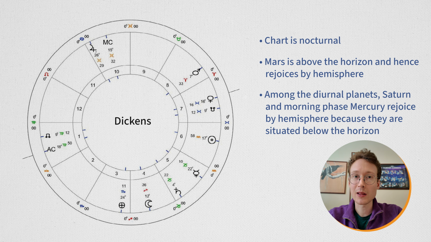Of the diurnal planets, Saturn and morning phase Mercury are in the lower hemisphere along with the Sun, allowing them to rejoice by hemisphere, whereas Jupiter is above the horizon, so it does not rejoice by hemisphere.